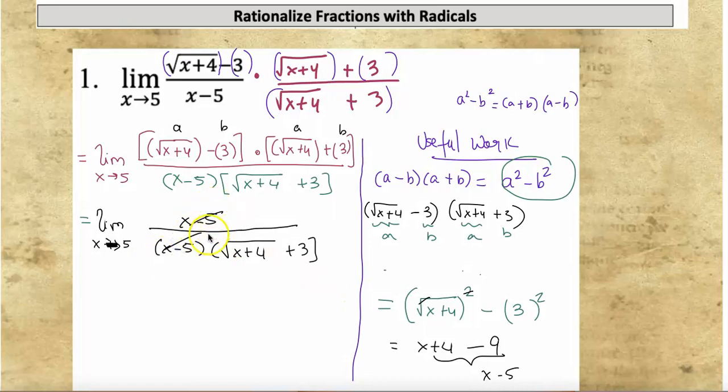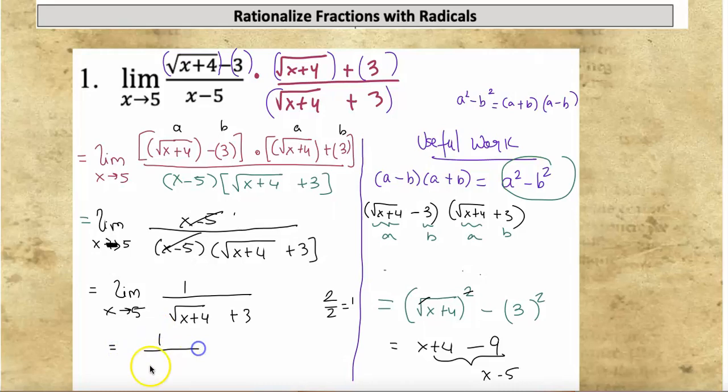Now do remember, when you cancel something, it's like this: 2 divided by 2, what is this? 1. So 1 will come over here. So limit as x approaches 5, 1 over x plus 4 plus 3. I have not made any mistake. Yes.